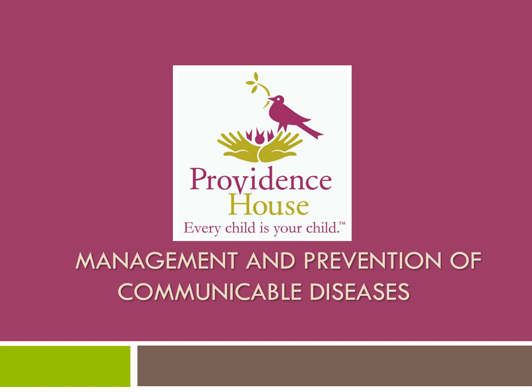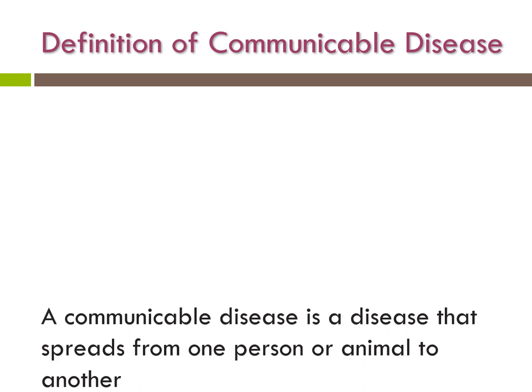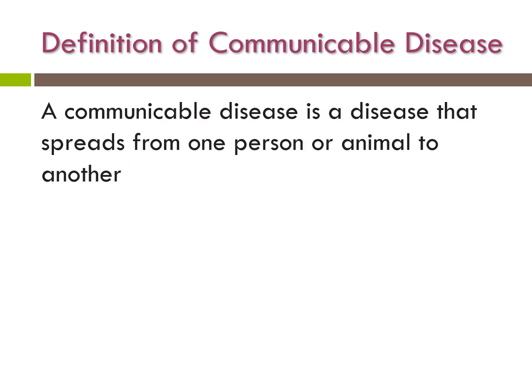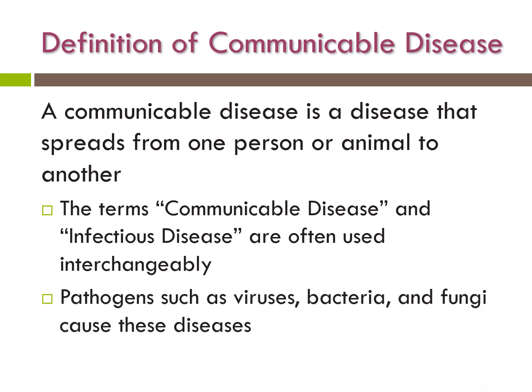This training will review Providence House's policies and procedures pertaining to the management and prevention of communicable diseases. But what is a communicable disease? A communicable disease is a disease that spreads from one person or animal to another. The terms communicable disease and infectious disease are often used interchangeably. Pathogens such as viruses, bacteria, and fungi cause these diseases.